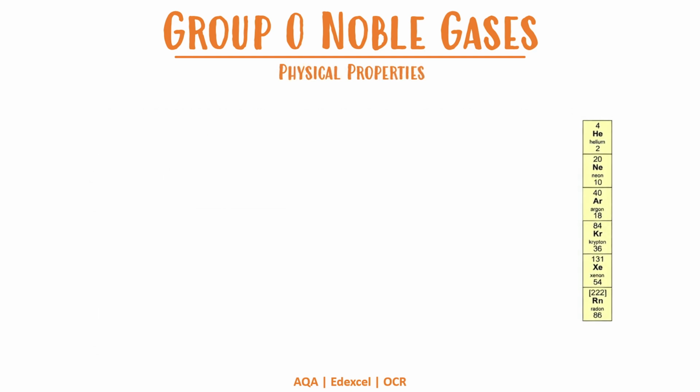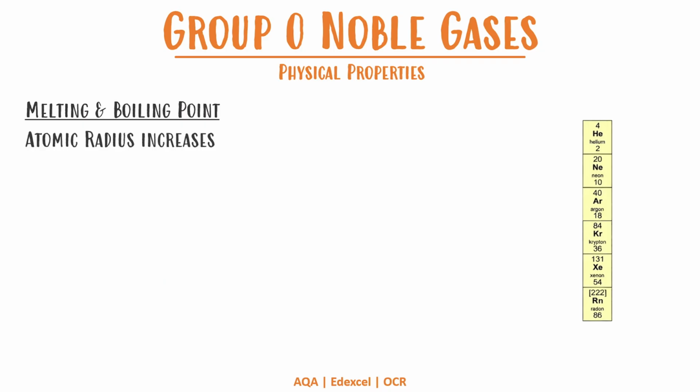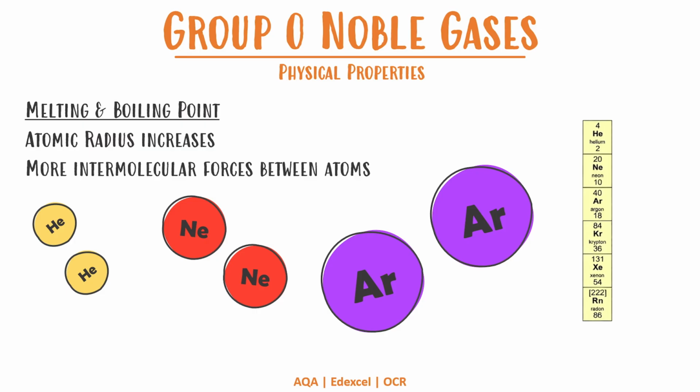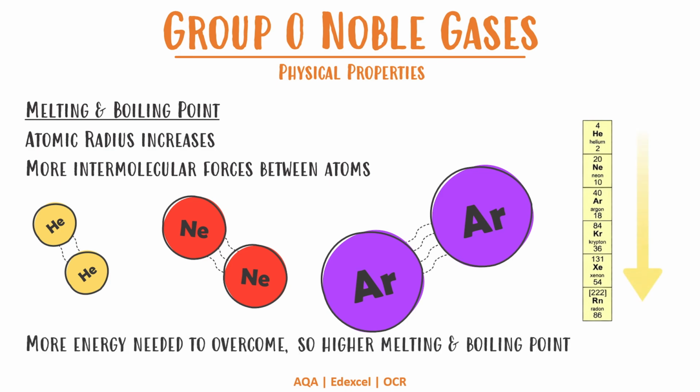Let's take a closer look, and starting off, we'll look at the physical properties, where we'll focus on the melting and the boiling points. As we go down the group, the atomic radius increases. This just means the atoms actually get bigger, with helium being the smallest and radon at the end being the largest. Because they're getting larger, there'll be more intermolecular forces between the individual atoms. This means there'll be more energy required in order to break them apart. Therefore, as you go down the group, you're going to have a higher melting point and boiling point.